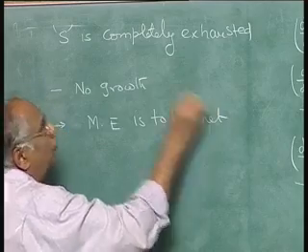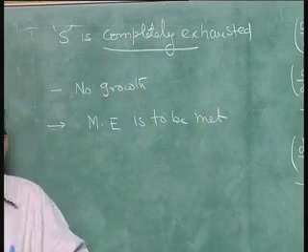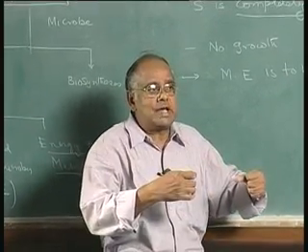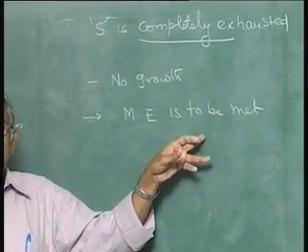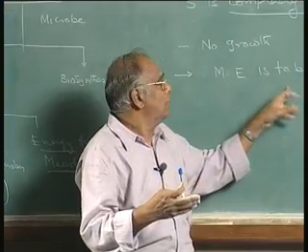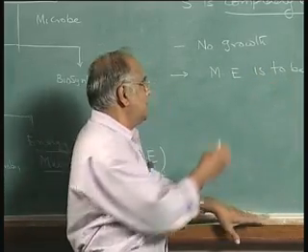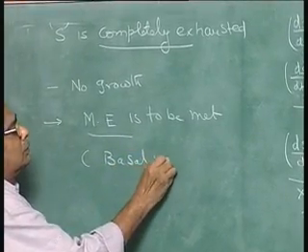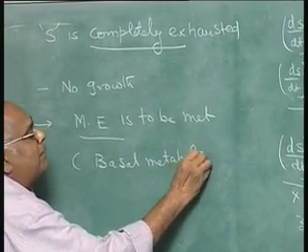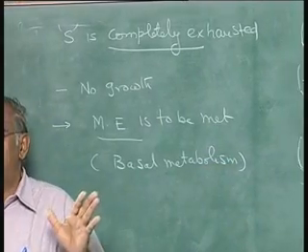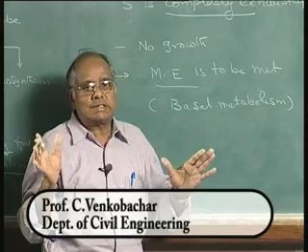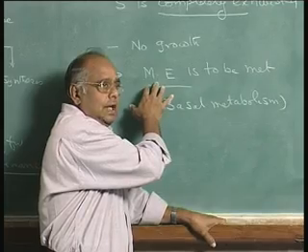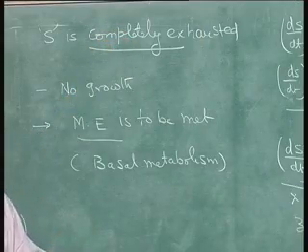Maintenance energy is to be met even if there is no substrate, because the cell has to do a certain amount of work. It is not growing in size because there is no food, but it has to be alive. To stay alive it has to do certain work, so maintenance energy is required. This maintenance energy is required for what is called basal metabolism, the minimum metabolism that is required for the cells. In the next class we will see how this maintenance energy is met when the substrate is not available for the microorganisms.